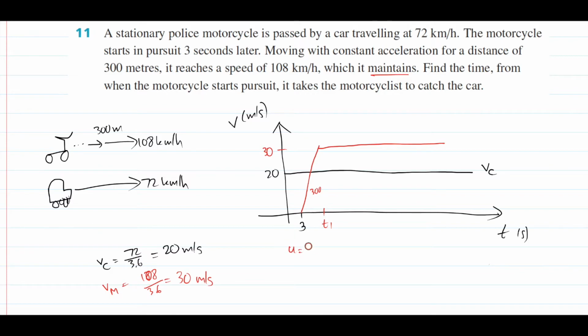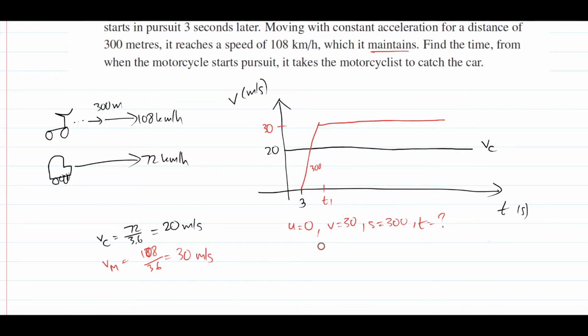We know u equals 0 because the motorcycle starts at rest. v equals 30 because he goes up to 30 meters per second, and distance equals 300. We want to find time. So which kinematic formula do you use? Use the fourth one. Since this is constant acceleration, you can use those 4.